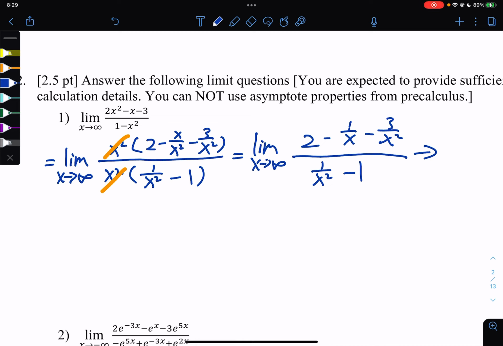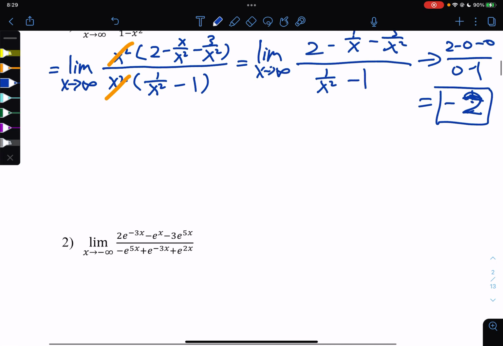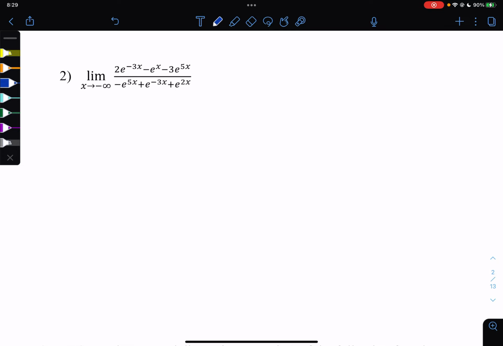If x goes to infinity, keep in mind that a finite number like 3 divided by something that goes to infinity is 0. So what you end up with is 2 minus 0 over 1 minus 0... over 0 minus 1, which is negative 2, which is your final answer. For the following problem, it's conceptually the same idea. By the way, keep in mind e to the negative infinity is like 0, and e to the infinity is like infinity.